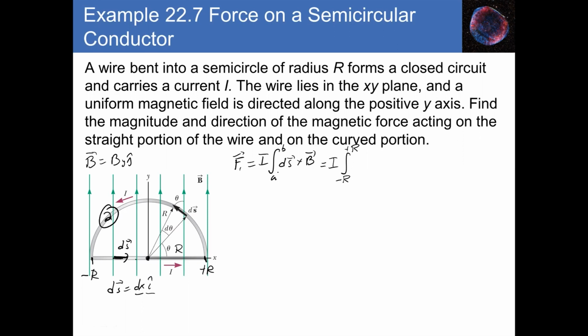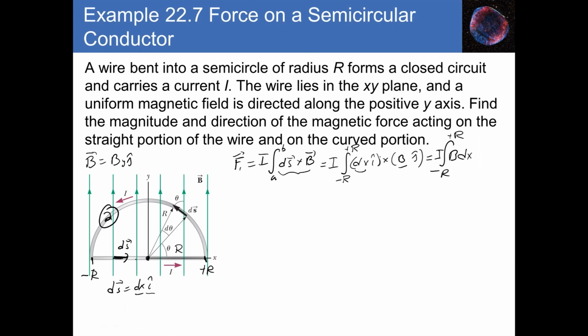And the inside, right, so ds becomes dx i hat, then cross the magnetic field, which is B j hat. We know it's B j hat. Then this becomes the current times the integral from negative R to positive R, and here B and dx, right? Because dx and B can be combined.